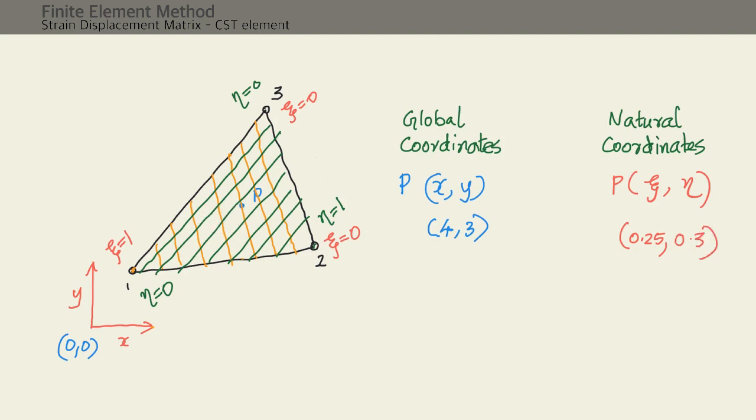And if you want to calculate the value of eta, what you can do is draw the triangle joining 1, P, 3 and calculate this area as A2, and we know that if the area of the triangle is A, eta is equal to A2 by A.